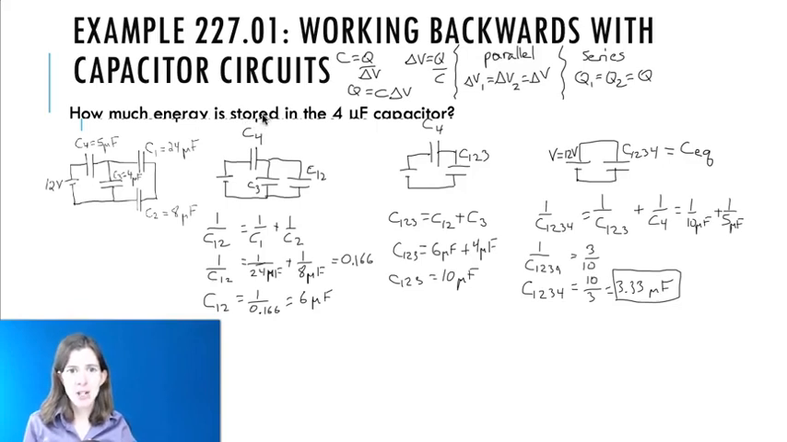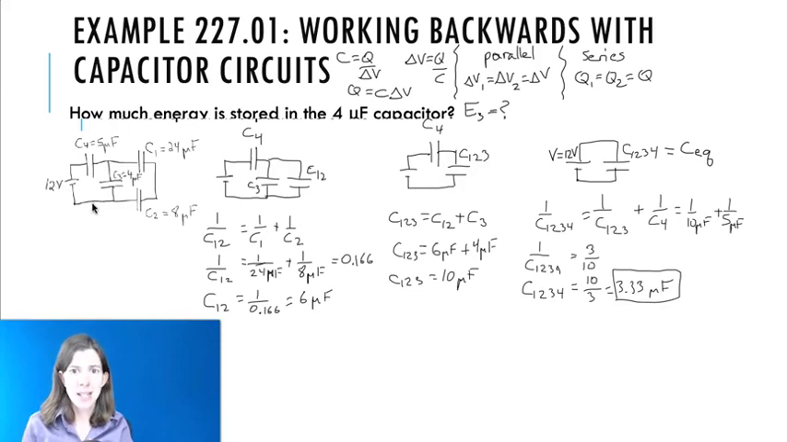It says, how much energy is stored in the 4 microfarad capacitor? The 4 microfarad capacitor is C3, so we're looking for E3, the energy stored in capacitor 3. We just talked about a similar thing in the video associated with this example. For looking for the energy in C3, we're not allowed to just do 1/2 CV squared and use the 4 and the 12 volts, because the 12 volts doesn't apply directly to C3. C3 is not getting the full 12 volts.